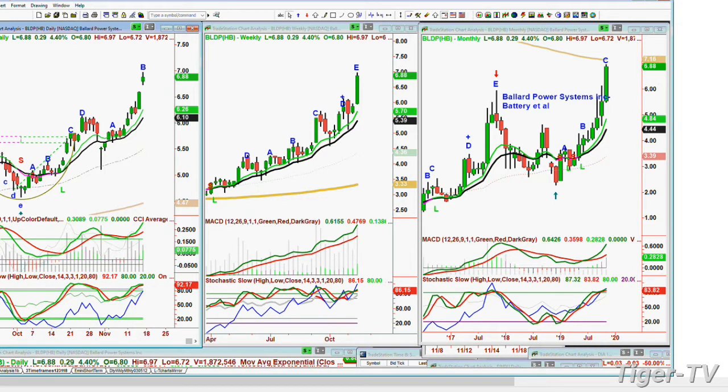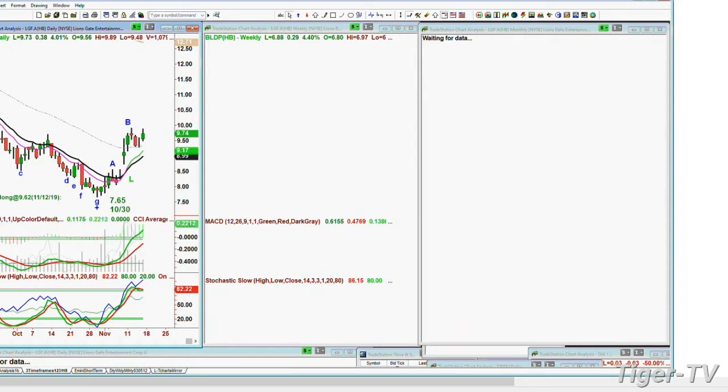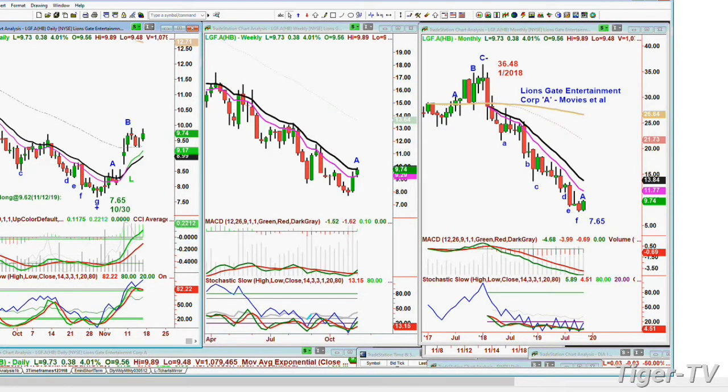We had one just the other day, LGF.A, which we got out of. We got in nicely and had a great day. It went from our entry point 7.62 to 7.92 in one day, but then it pulled back just a little bit more. My only concern was, for months it's been going from the 36.48 high in January of 2018 down to the most recent low of October of 7.65, October the 30th, and I didn't want to see another leg A fail. This is really good action.